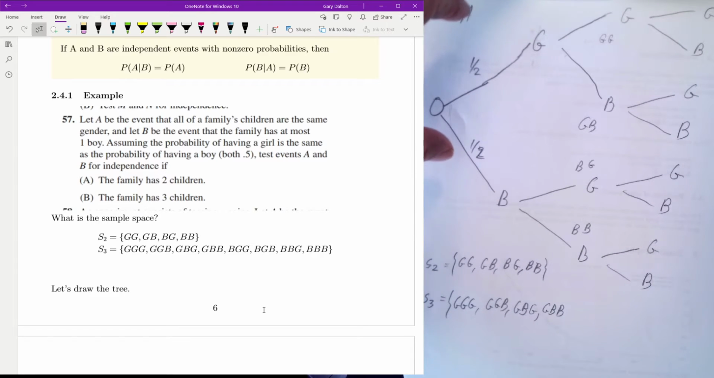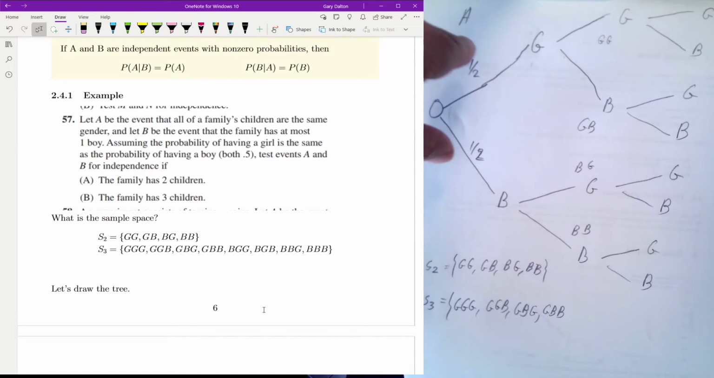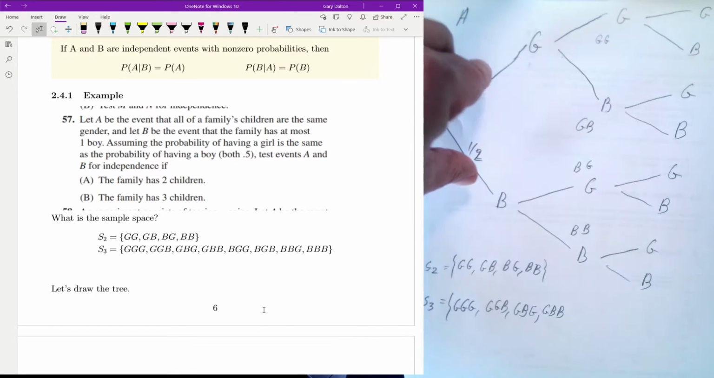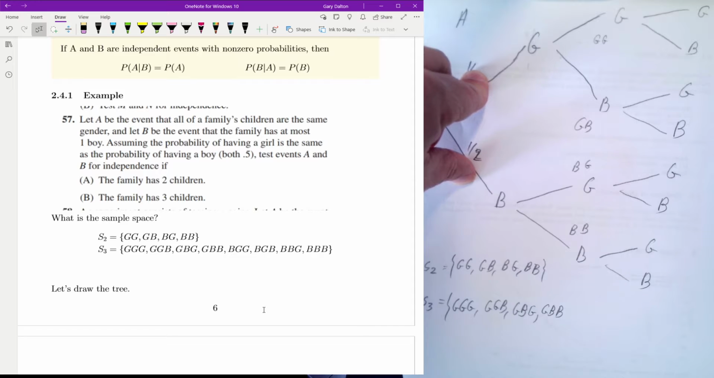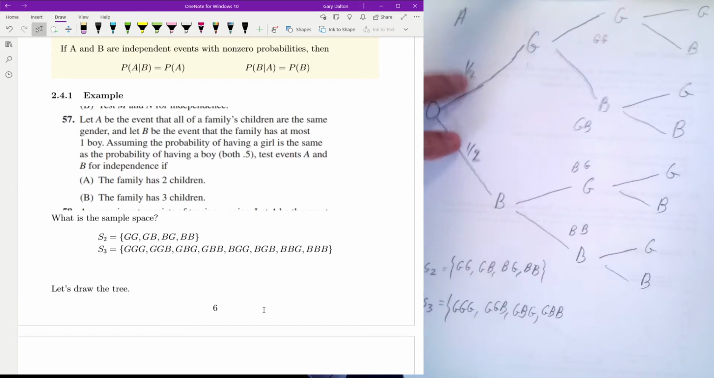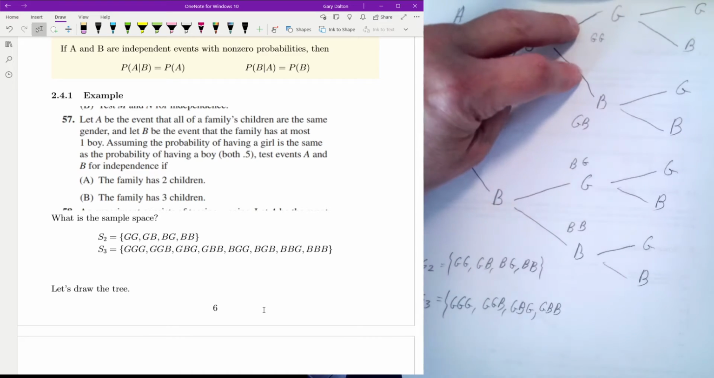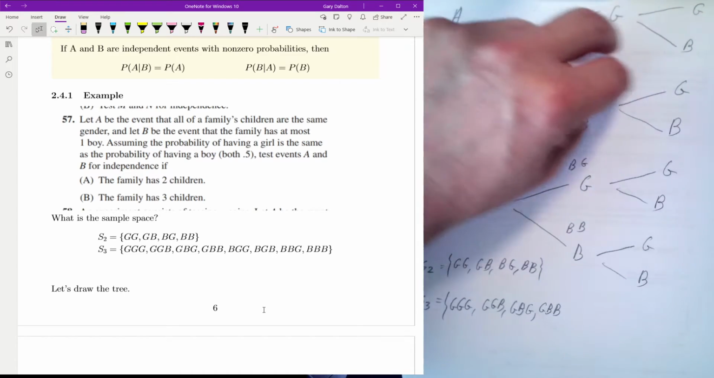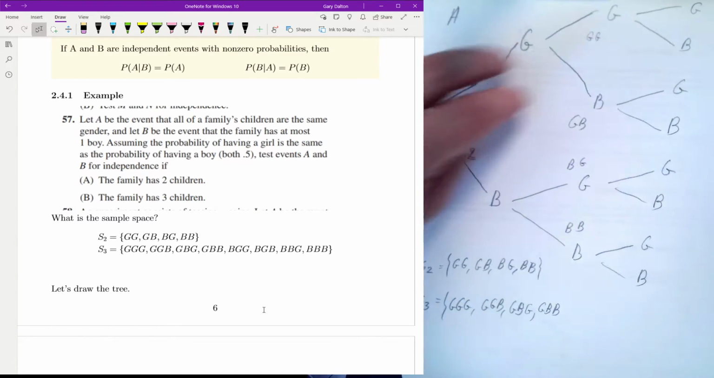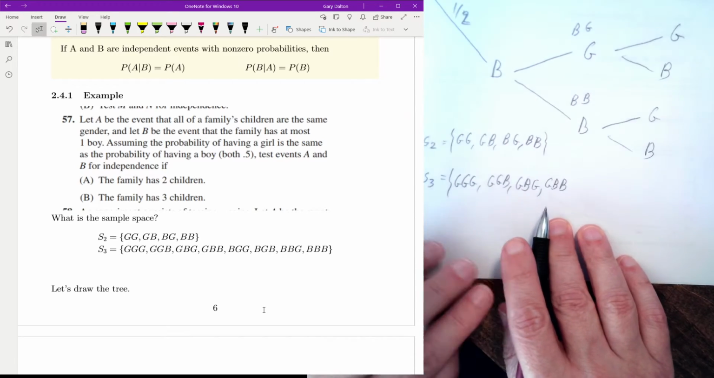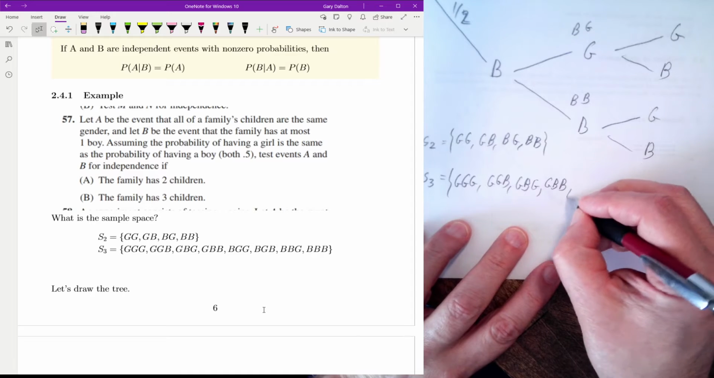Well, this is kind of a review. So we have 3 separate things. So we've got 1, 2, 3 operations. In our first operation, it's 50-50, so it's 2 possibilities. In our second operation, there's 2 possibilities, 2 times 2. In our third, there's 2 possibilities, 2 times 2 times 2. So there's 8 possible items that should be in our sample space.